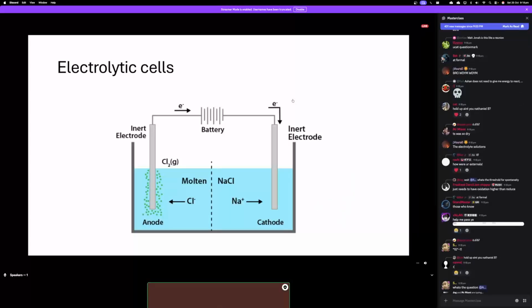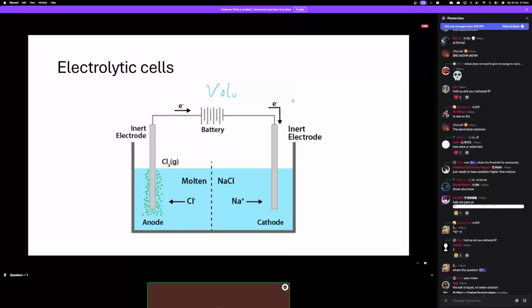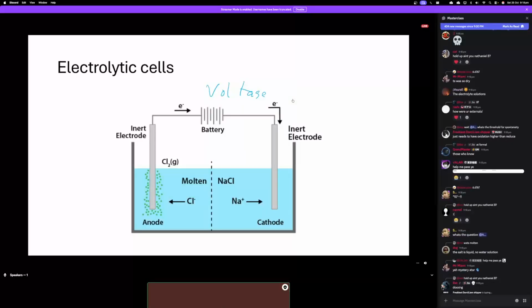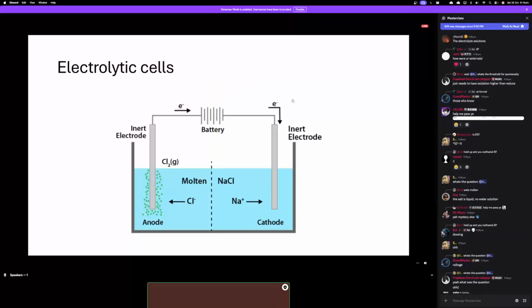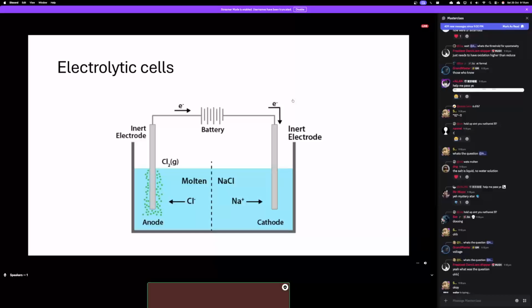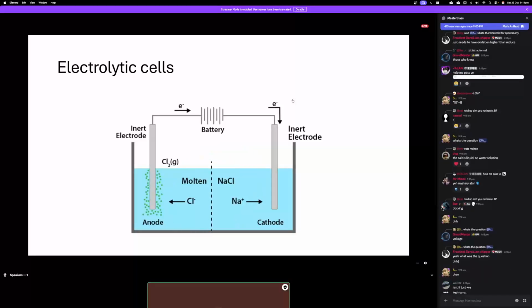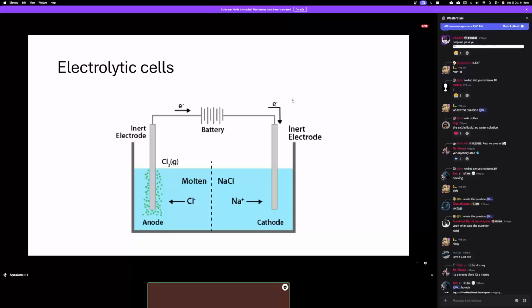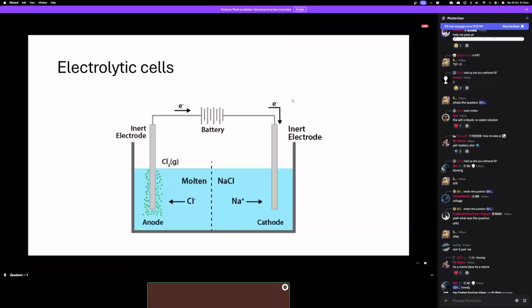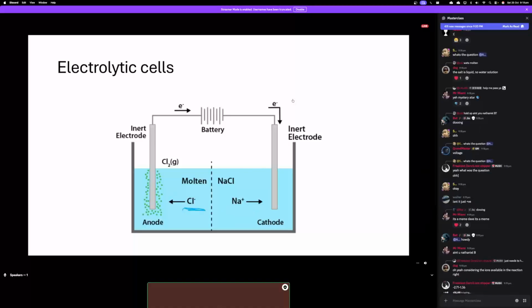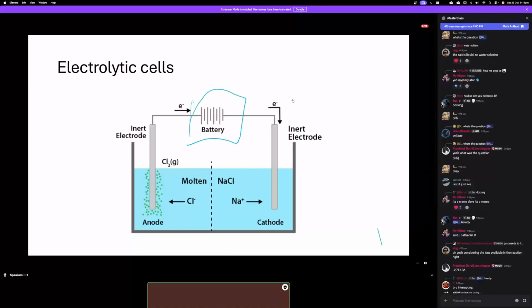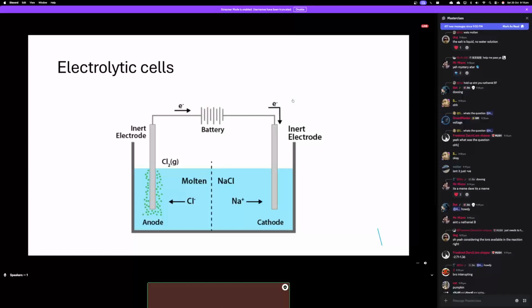So what we have is a battery here. The amount of voltage required. I'll keep going, and hopefully someone can find it. So here we have molten sodium chloride. The only species we have is Na+ and Cl-, right? What happens is we have a battery, and I learned it in different ways.